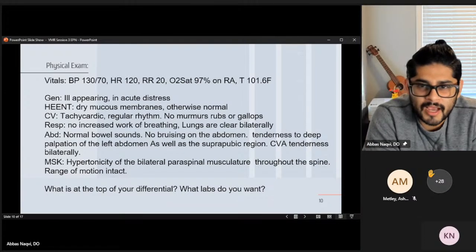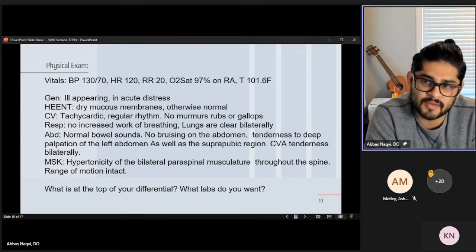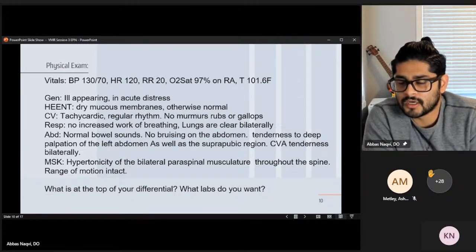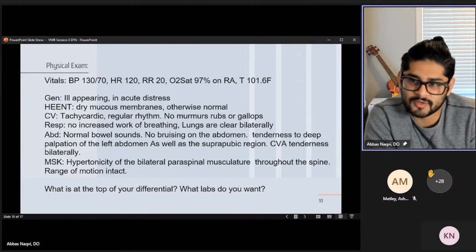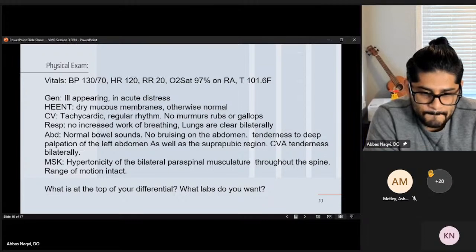The abdomen looks okay. She has some tenderness to deep palpation of the left abdomen, some suprapubic tenderness as well, CVA tenderness. She has hypertonicity of the bilateral paraspinal musculature throughout the spine. What in there is most important for you?